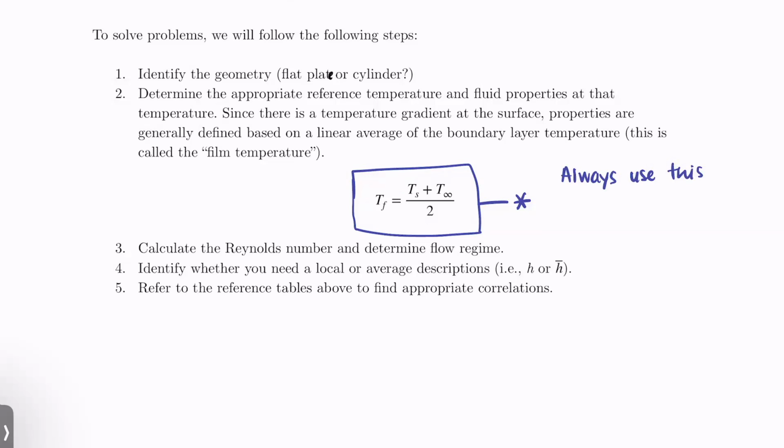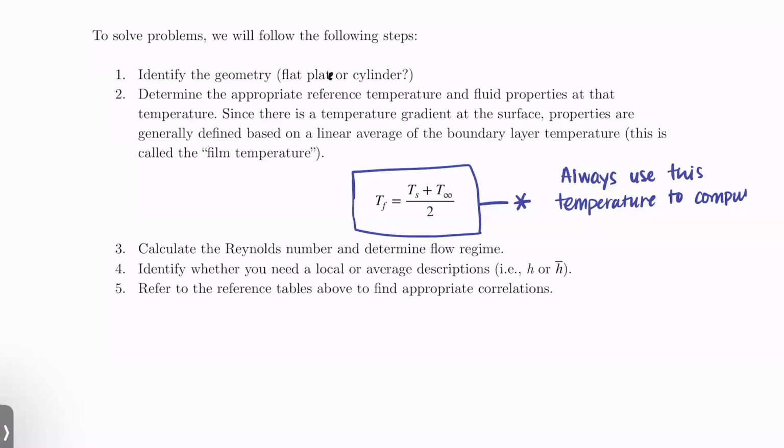So we're always going to use this temperature, the film temperature, to compute fluid properties. So these are k, rho, and mu. Those are the ones that you generally need to find.